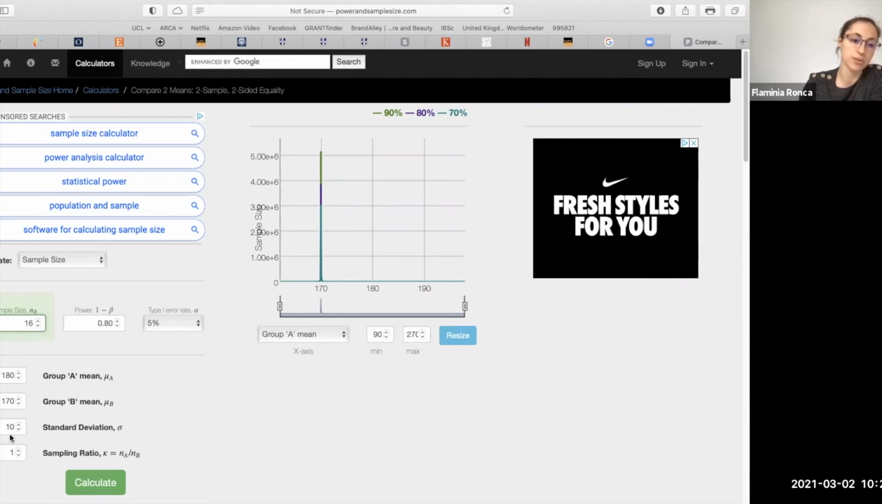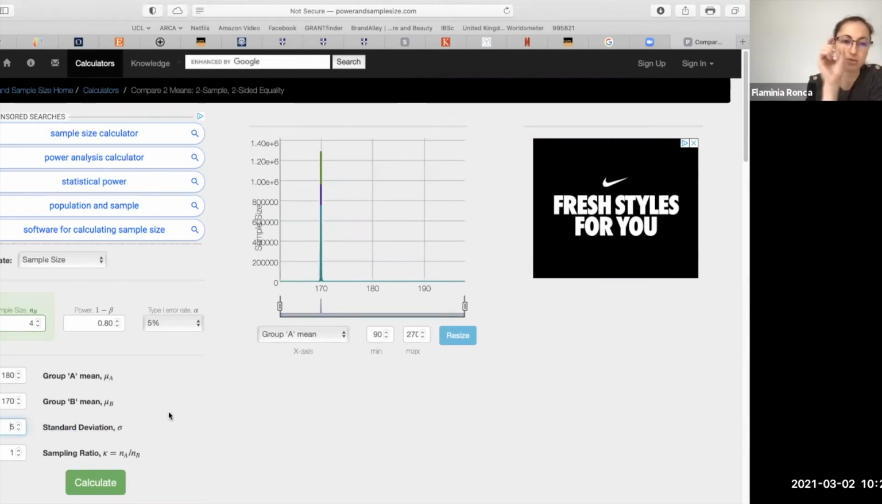And I can play around with these numbers. If I had a standard deviation of 5, you can see that the sample size goes down. So what I'm doing here is I'm saying, okay, if the variance in my data is very small, and I expect everybody in group A to have very similar heart rates, and same for group B, so a low standard deviation, then I don't need many participants to get a statistically significant result.